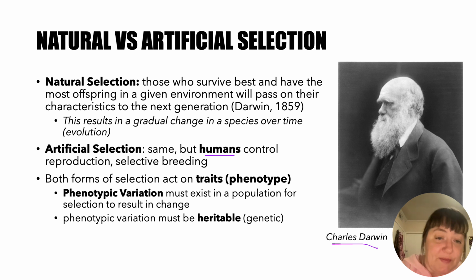Important to note, both forms of selection are acting on traits. So they're selecting the best phenotypes. Okay? So in order for selection in either form to make a change, there must be phenotypic variation for selection to act upon. Otherwise, there would be no difference in phenotypes, so there would be no diversity. And also, selection is acting on the traits, but the variation in the traits needs to be heritable. So there is a genetic basis, but selection isn't acting on genes directly. And I think that's important to note.